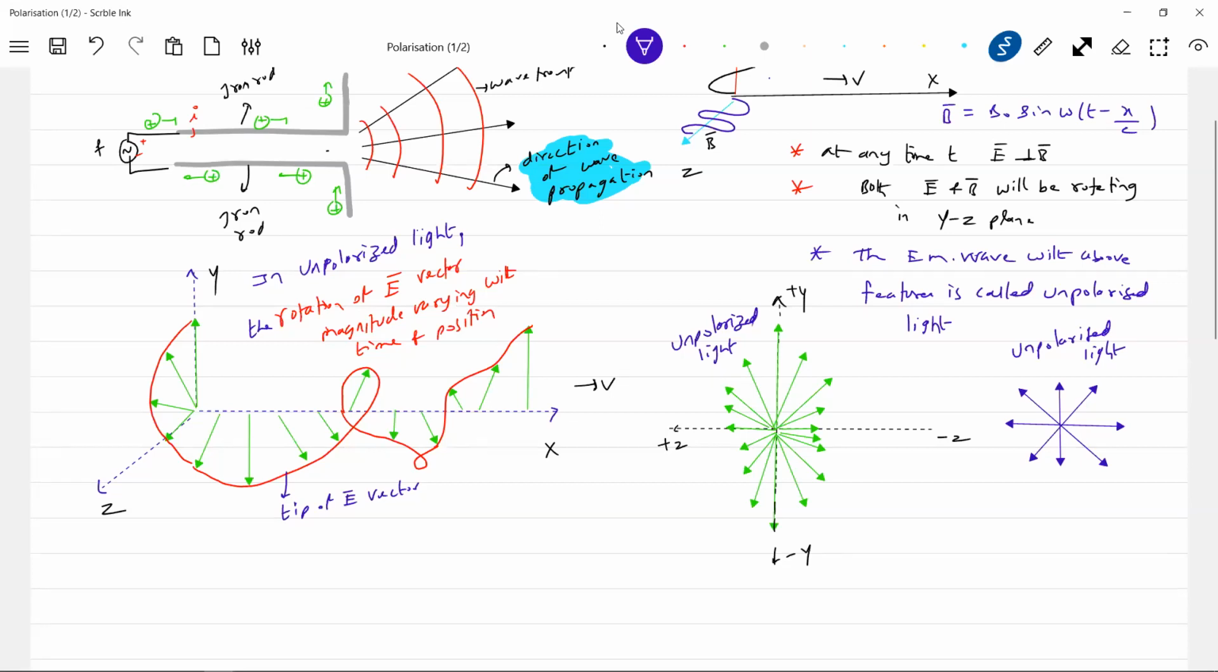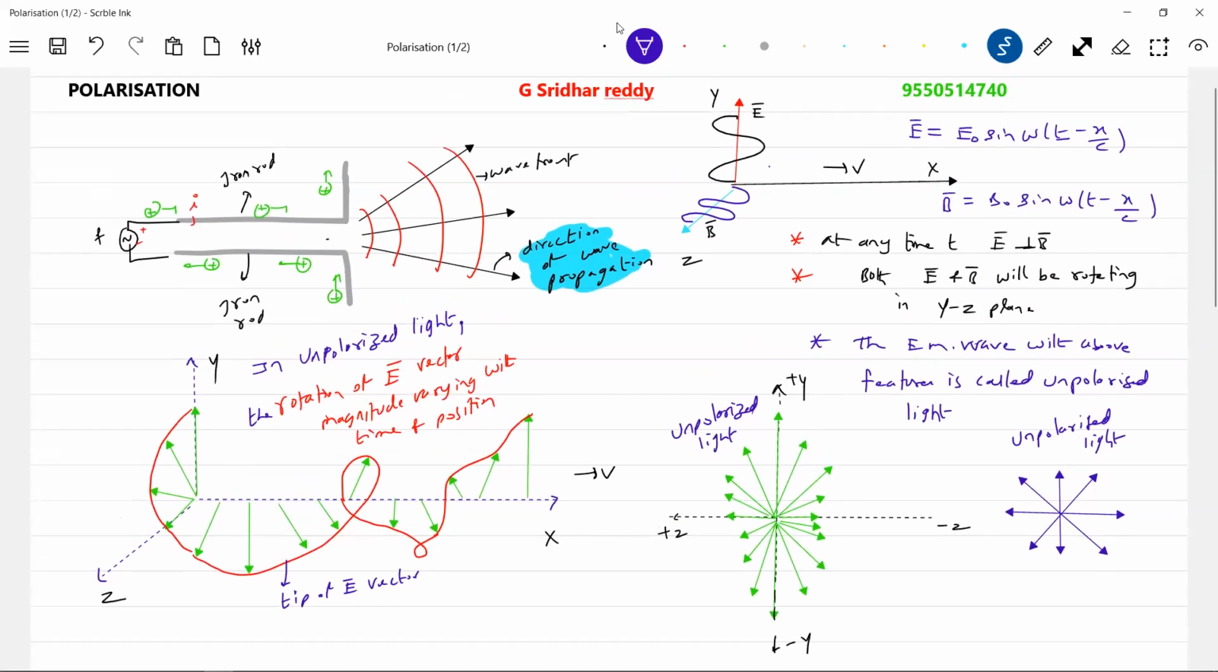For the E bar vector, we are concentrating only on E bar. Say the unpolarized light is propagating along the X axis. So look at the E bar. In which directions will it vibrate? It will have vibrations along Y and also along Z axis. So a still more simplified one is this. And in what direction is the wave propagating? The wave is propagating along the x-axis. This is the direction of wave propagation.